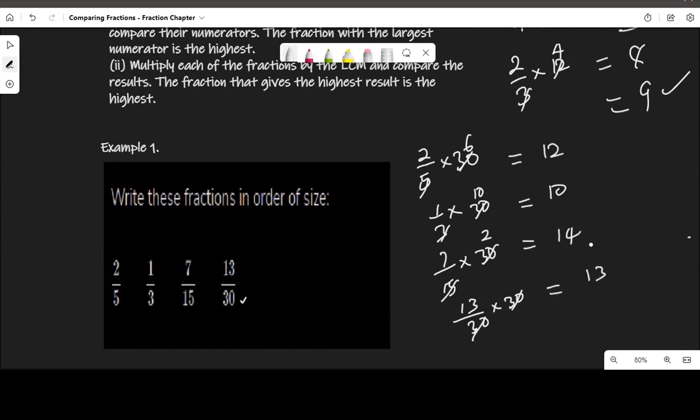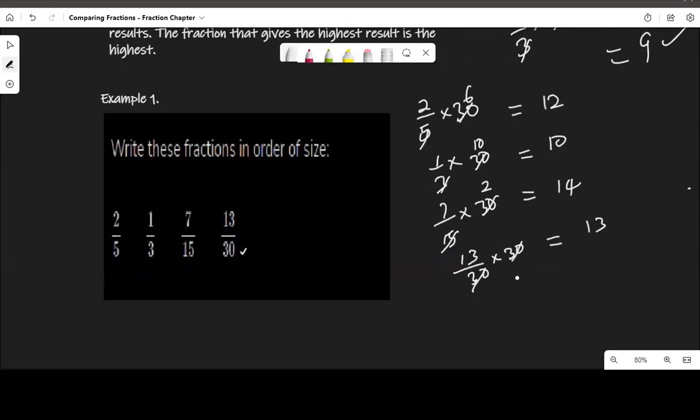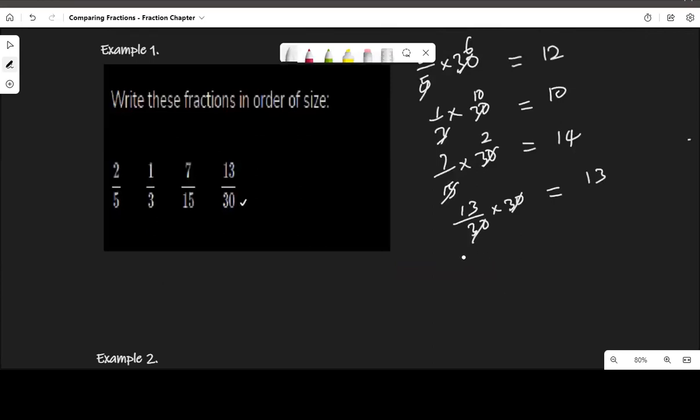So comparing the results, the smallest one here is this 10, followed by 12, followed by 13, and then lastly 14. So arranging this in ascending order again, starting from the smallest to the largest, which fraction gave me 10? The fraction that gave me 10 is 1 over 3, meaning 1 over 3 is the smallest fraction. Then the next smallest number is 12, which fraction gave me that? That is 2 over 5. And then the fraction that gave me the next number is 13 over 30.